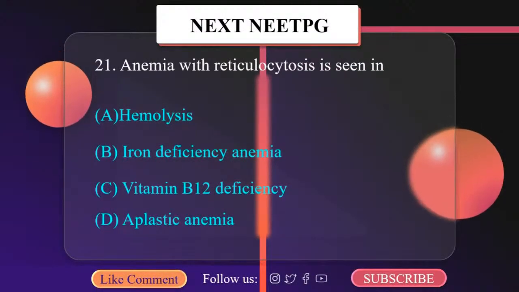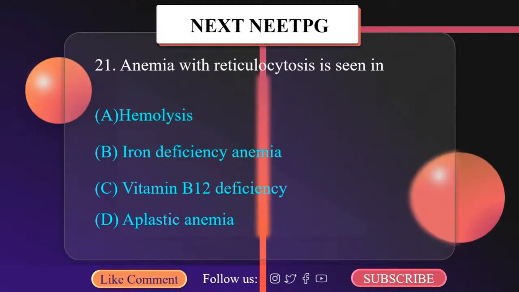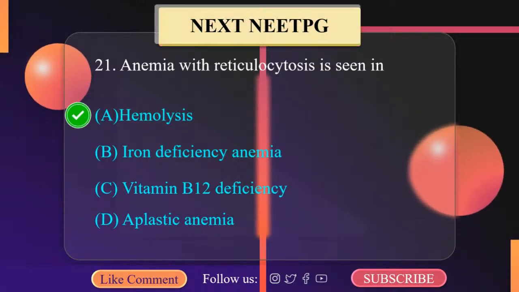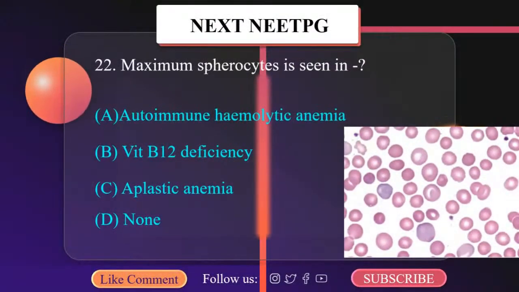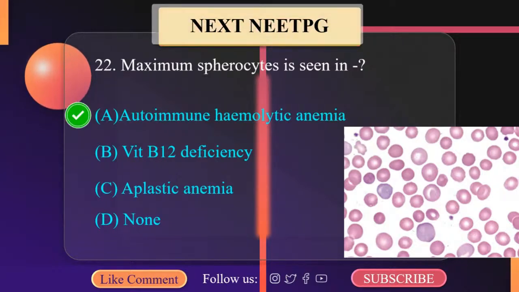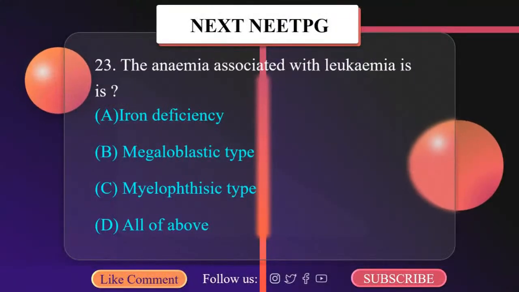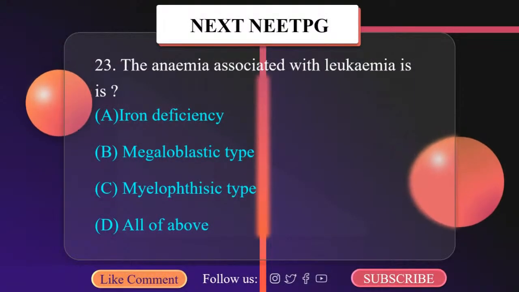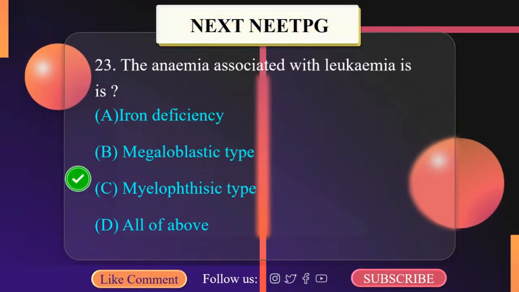Anemia with reticulocytosis is seen in A. Hemolysis, B. Iron deficiency anemia, C. Vitamin B12 deficiency, D. Aplastic anemia. It is hemolysis. Maximum spherocytes are seen in autoimmune hemolytic anemia, B12 deficiency, or aplastic anemia. The anemia associated with leukemia is myelophthisic anemia.